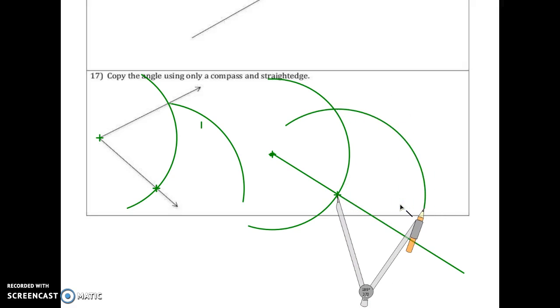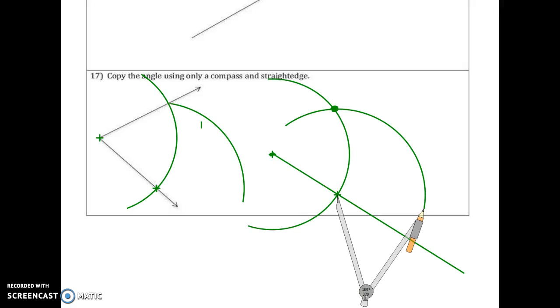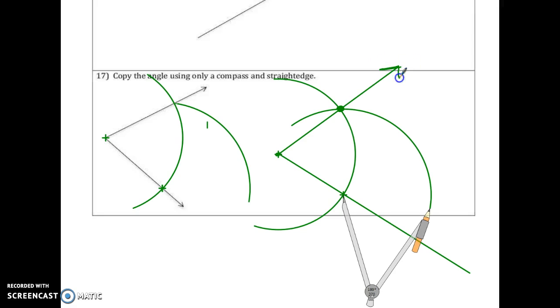And where the intersection got placed, right here, is now where I connect from vertex to the intersection point. And now this angle here is the copied angle. These two angles have the exact same measurement. We just copied the angle.